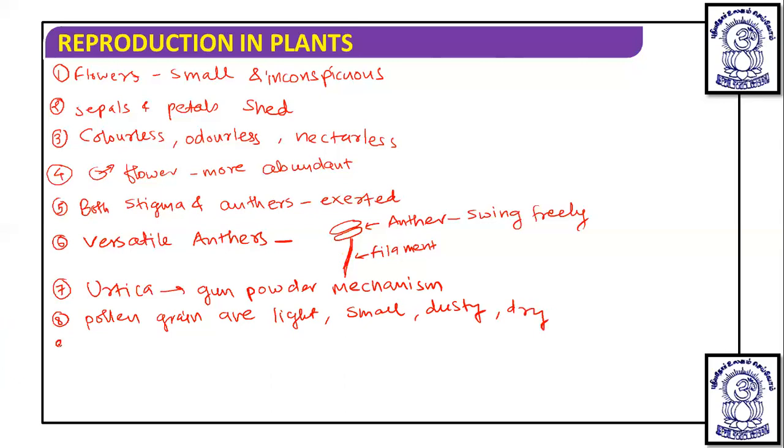Now, this anemophily, or wind pollination, if we consider, it is highly wasteful. Why is it highly wasteful? Because first, it is non-directional, the pollen grains reach in any direction, and a large number of pollen grains are produced. So it is not possible that all pollen grains reach the particular determined stigma. So it is highly wasteful and has a non-directional nature.